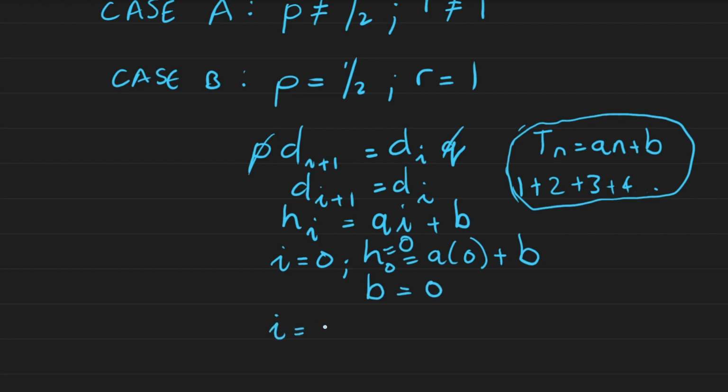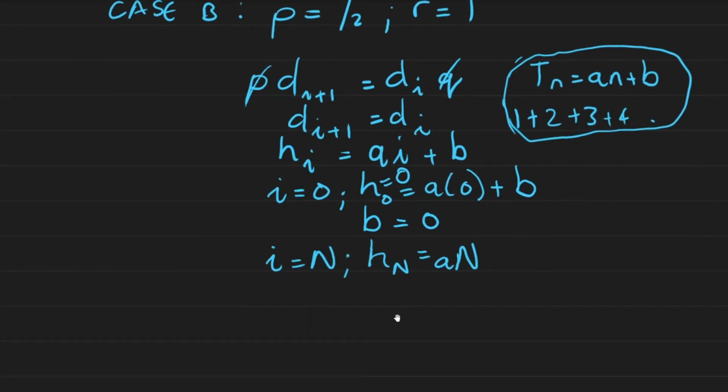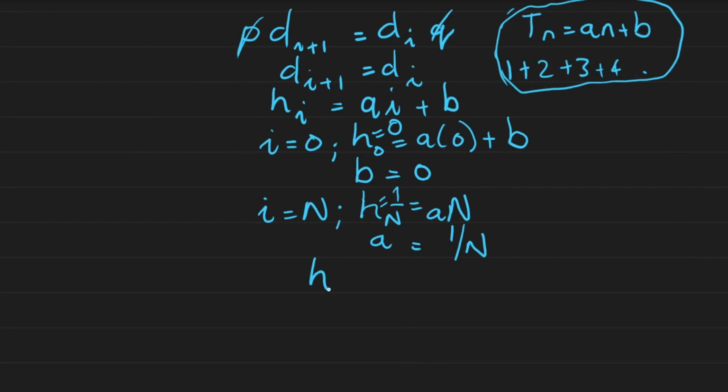Similarly, we can consider where i is equal to n. Therefore, what we have is h_n is equal to a times n. Since b is equal to 0, we don't need to include it. And we also said many times now that h_n is equal to 1. So what this means is that a is equal to 1 over n. So our general form of the equation is that h_i is equal to i over n.